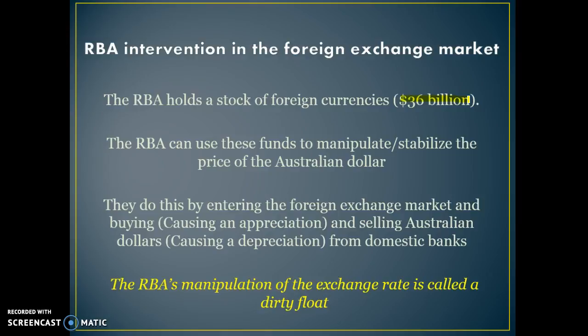And they can use these funds, or in other words, they can either sell these funds and buy more Australian dollars, or buy even more of these foreign currencies to try and manipulate the value of the Australian dollar. So the RBA can enter the foreign exchange market and cause an appreciation or depreciation of the dollar by buying and selling this stock of their foreign currencies. When the RBA try and manipulate the exchange rate by buying and selling the Australian dollar, we call this a dirty float.